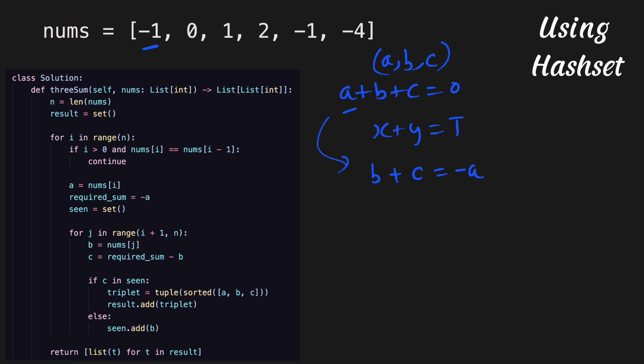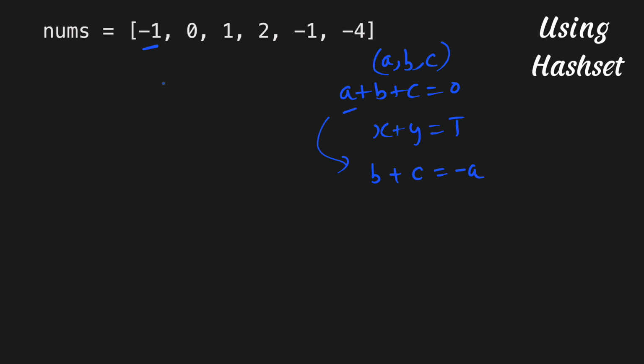And note that again, to avoid duplicate results, we will only add them to the set after sorting them so that we can easily avoid the duplicate triplets. Let's see this in action. First, let's create the hash sets seen and result to track the numbers we have seen in the inner loop and to store the results respectively. Now we will run the outer loop with A as the fixed element.